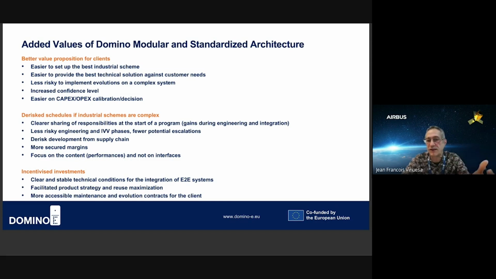Even if you are an integrator of different subsystem dominoes, or if you are a builder of a domino, you have a clear product strategy and are able to maximize the reuse of your product. And in terms of maintenance, you have better and easier evolution and maintenance contracts with the client. So a lot of added value from this kind of architecture. We can move to the next one.